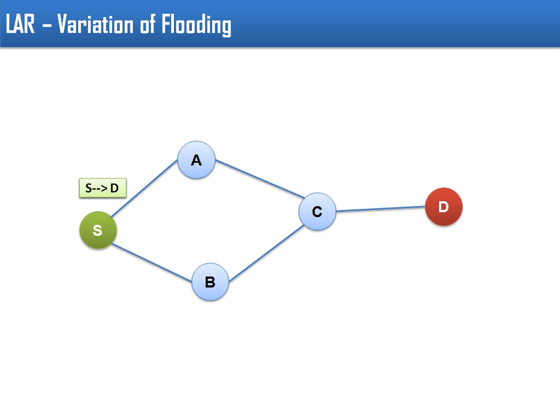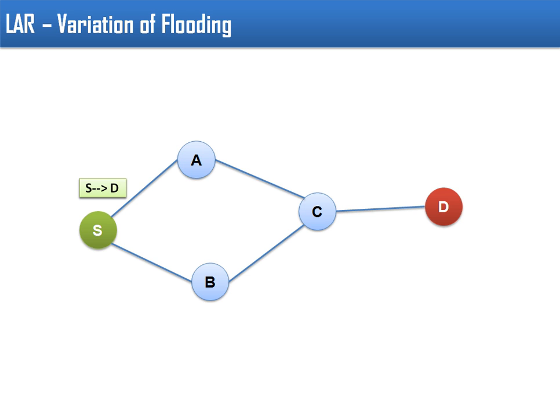LAR uses a variation of flooding. Flooding is a mechanism through which a message is broadcast to every node in a network. But here, location aided routing doesn't use flooding as it is. It uses a variation of it. And what is the variation?